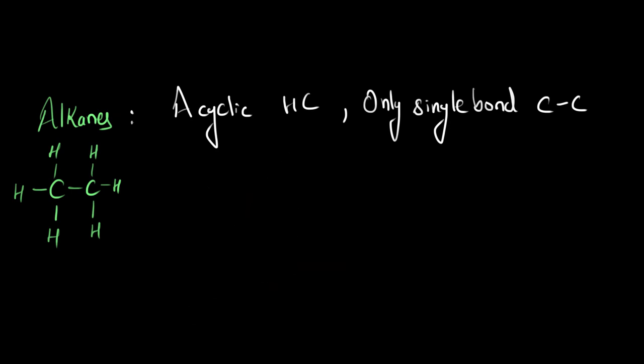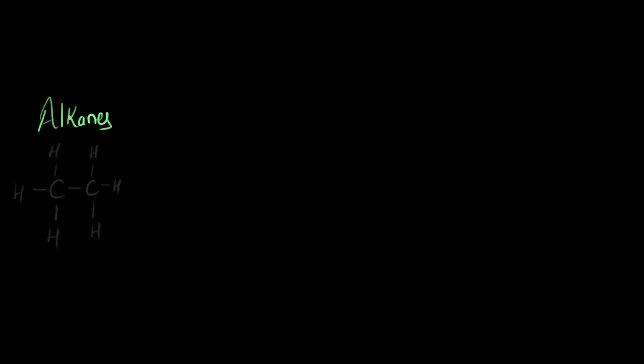And the second part is that they only have single bonds between the carbon atoms. All the carbon atoms will be connected with a single bond. No double or triple bond will be present between them. So probably the simplest alkane is going to be one with one single carbon, methane. And this carbon is going to have 4 valence electrons, which it will be sharing with 4 hydrogen atoms to fulfill its octet and be stable. So this is the first member of the alkane family.